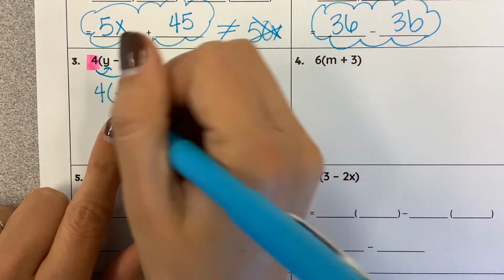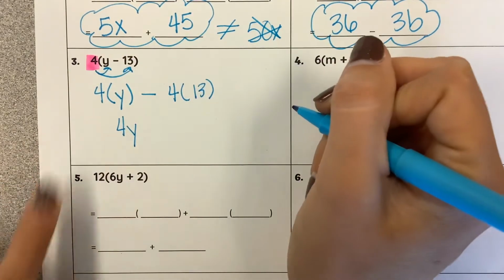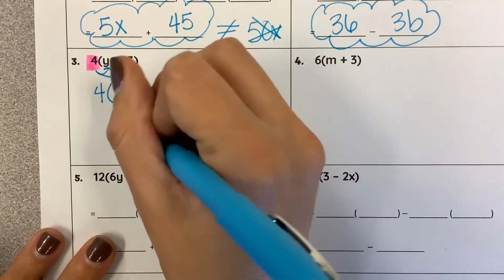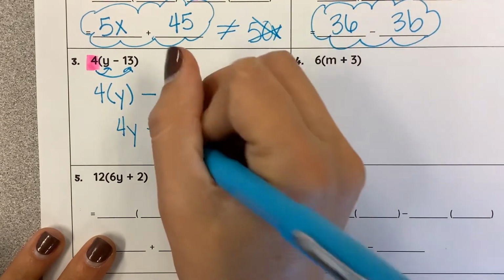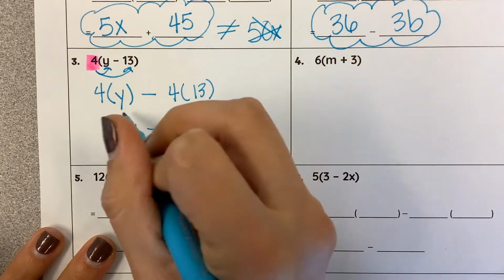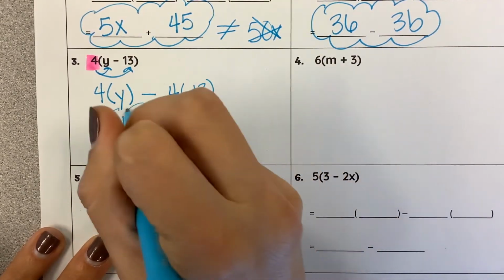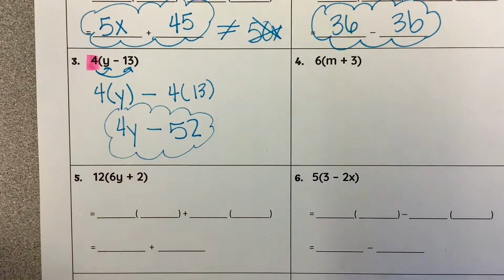So 4 times y is just 4y. Bring down the minus. 4 times 13 is 52. And that's as simplified as it can get. We cannot combine because they are not like terms.